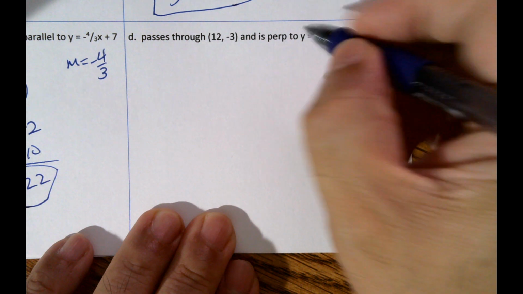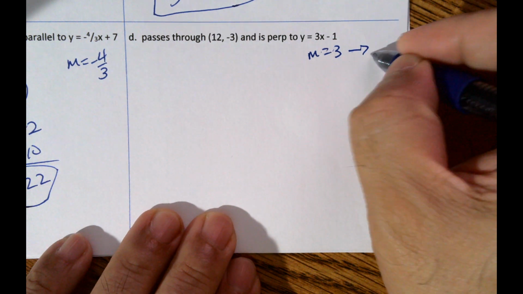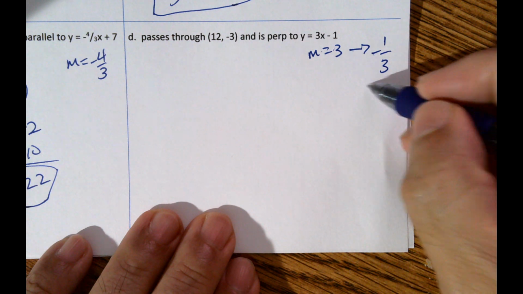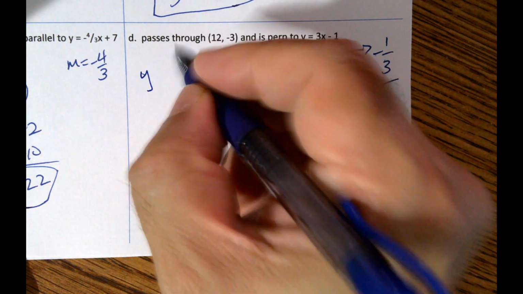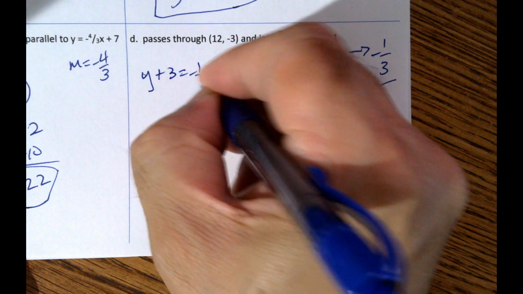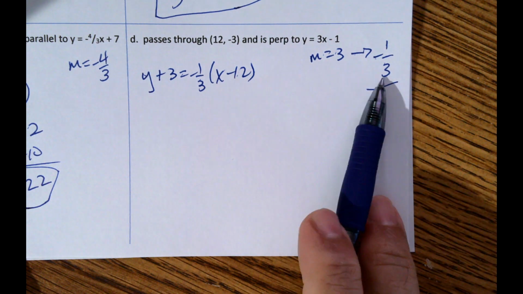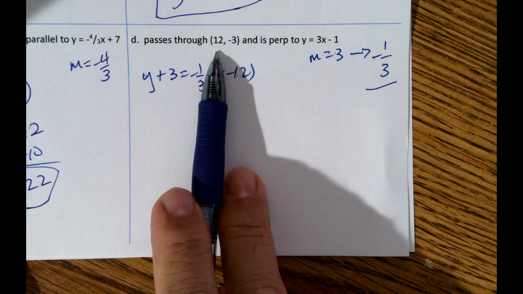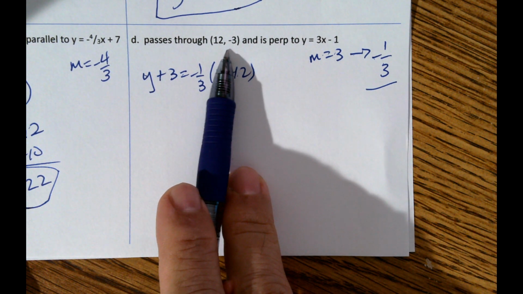So we're going to want the opposite reciprocal of that. So it's negative 1/3. So that's the slope we're going to use, negative 1/3. So it's going to be y plus 3 equals negative 1/3 times x minus 12. All right, so I'm using negative 1/3 as my slope. It's x minus the x value and y minus the y value. So minus a negative 3 gives me the plus 3.